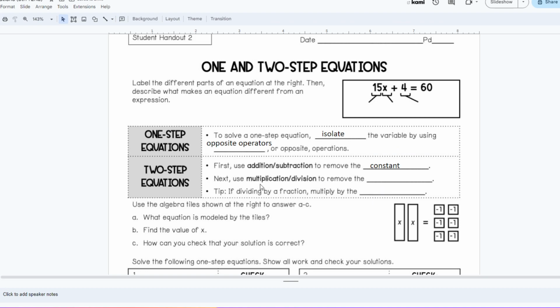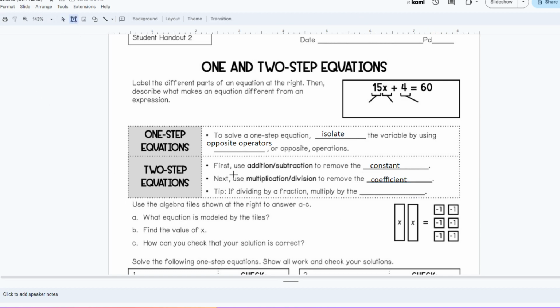Next we multiply or divide by the coefficient. We want to remove the coefficient next. Coefficient, how do you spell that? There we go. Thank God for spell check.